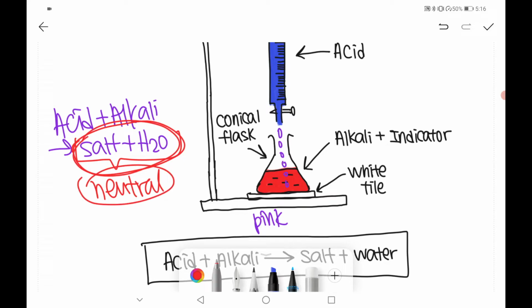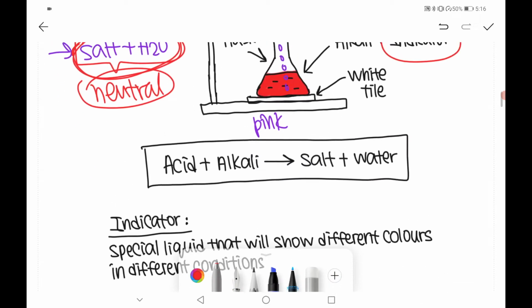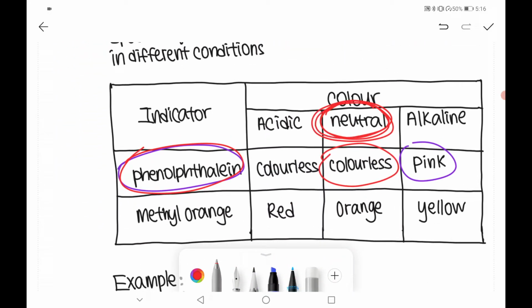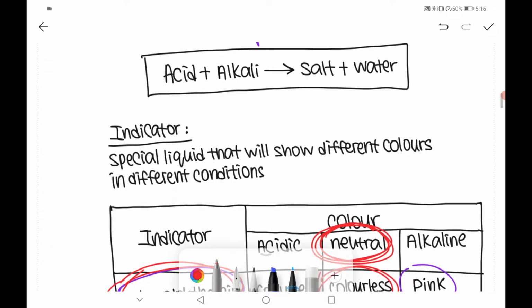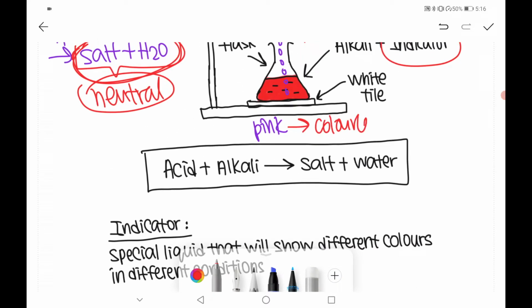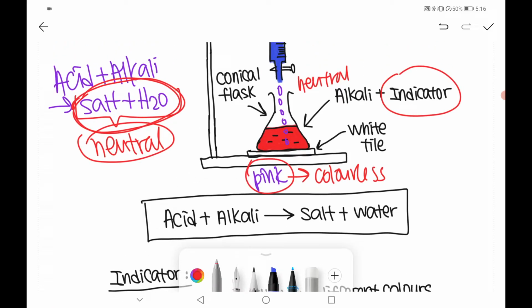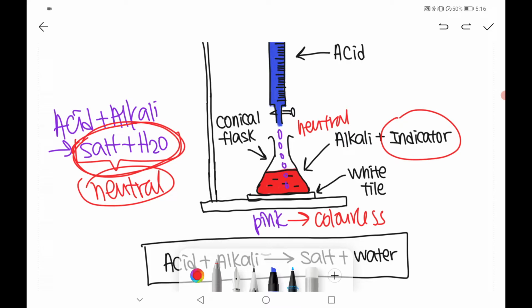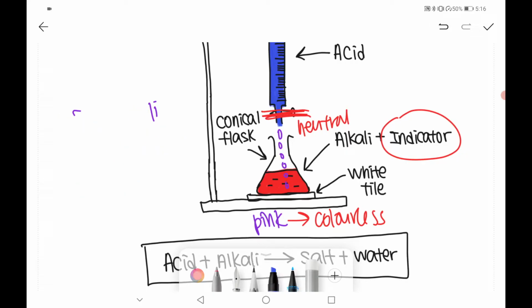So when the solution is neutral, the indicator will change color. What is the color? In neutral condition, phenolphthalein is colorless. So that's why you can see the pink color change to colorless. When the pink color becomes colorless, it means the titration is completed. The titration is already done, so we can stop adding the acid. That is what we need to know.